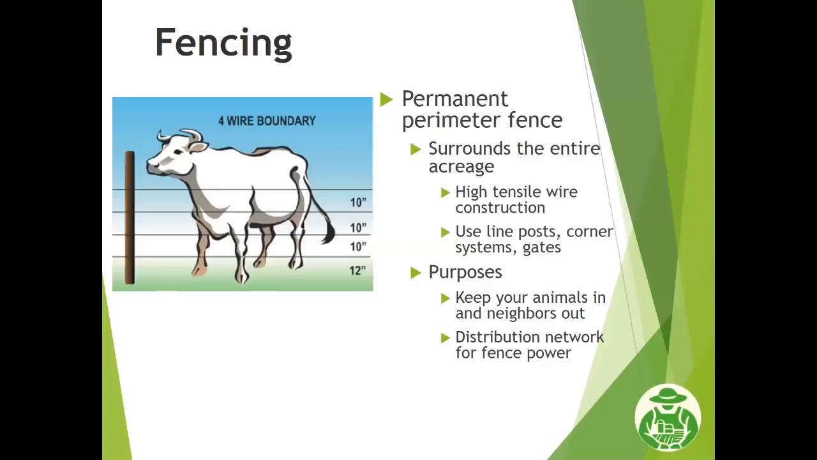It is intended to last for a long time, and should be really researched, using good quality materials to put this perimeter fence in. Some ideas would be high tensile wire, lots of posts, corner systems, and gates. The purposes of this perimeter fence would be to keep your animals in, other animals out, and help create a safe boundary for those animals.